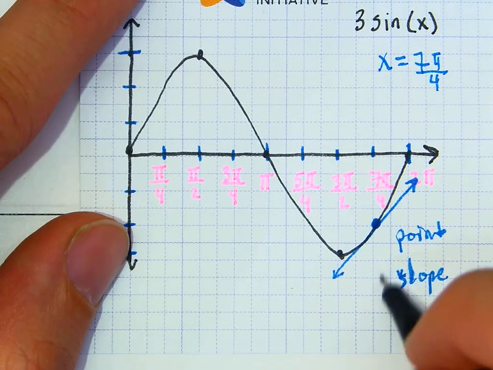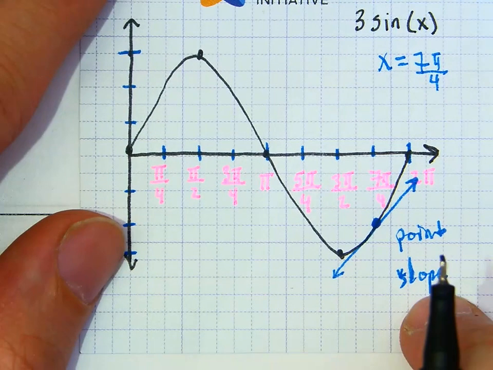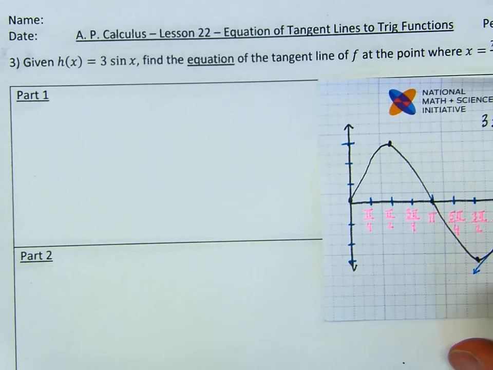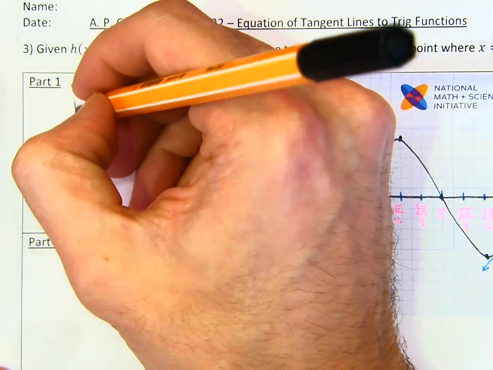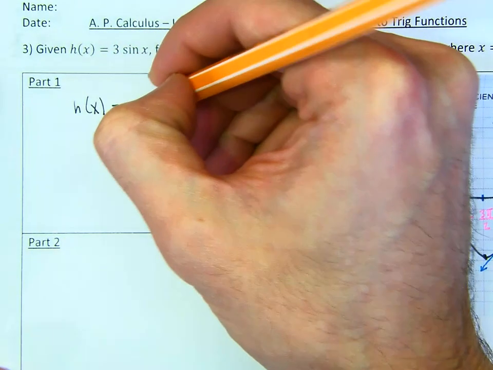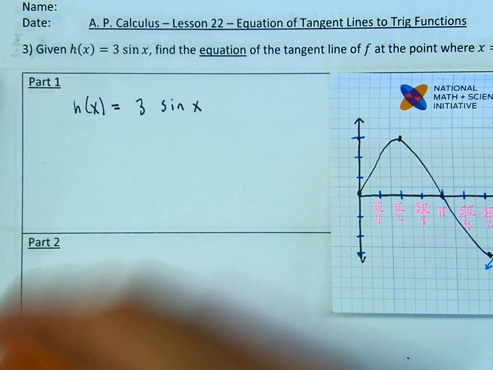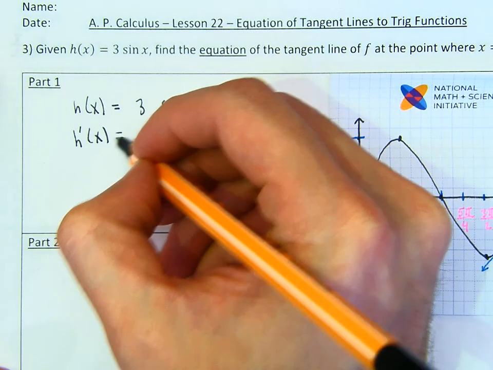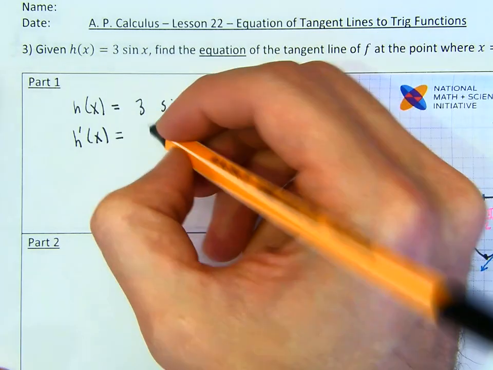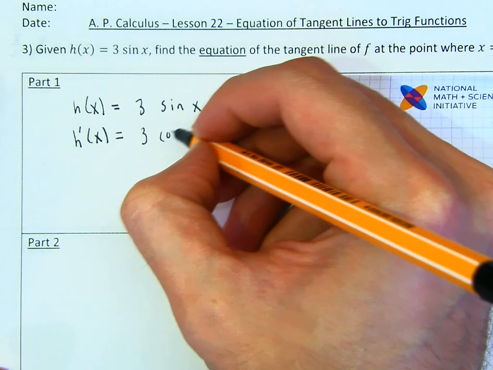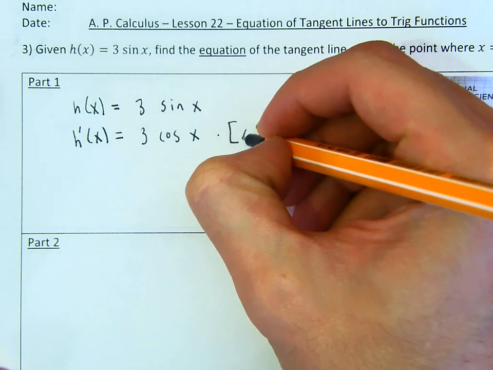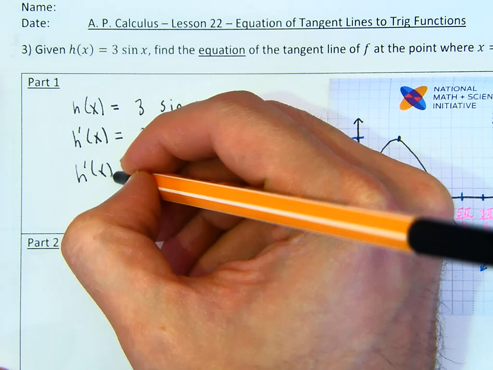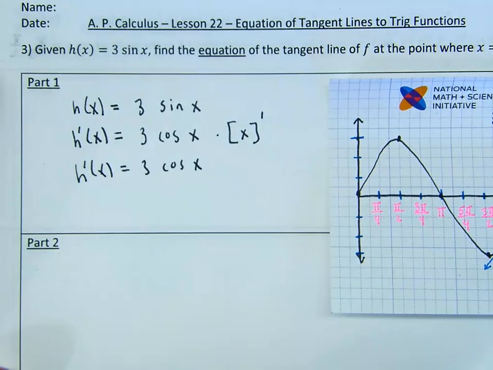So the first thing we're going to do is get the slope. And how do you get the slope of this line? If we have the function h of x, and the function is 3 sine x, then we want to find the derivative, which calculates the slope at any given point. So h prime of x is equal to, what's the derivative of 3 sine x? It's 3 cosine x times the derivative of x. But what's the derivative of x? It's just 1. So h prime of x is equal to 3 cosine x.